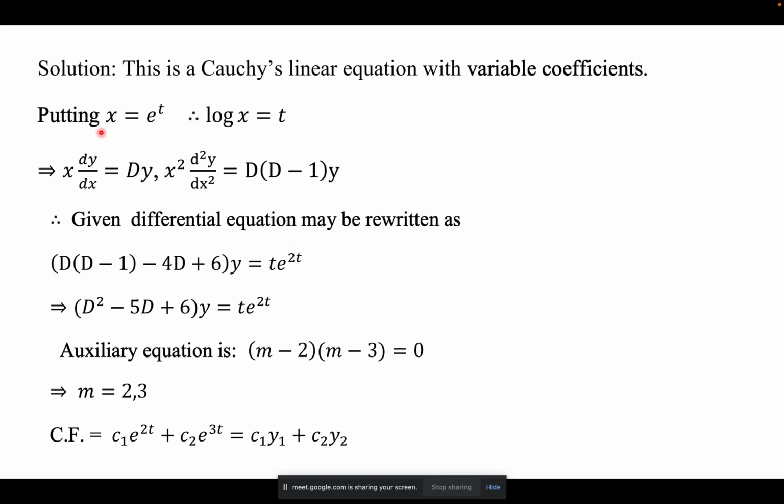So what you do in the Cauchy-Euler equation, you substitute x is equal to e power t, right? So now if you take the log on both sides, you have log x is equal to t, right? From there, as we have studied earlier, the value of x times dy by dx can be written as Dy, and similarly the value of x square times the double derivative can be written as D(D minus 1)y, and the same can be extended for higher derivatives also.